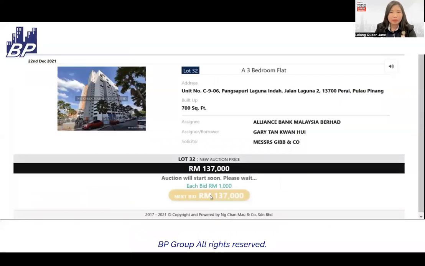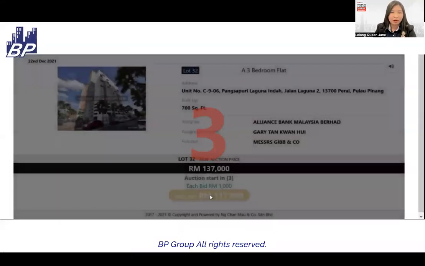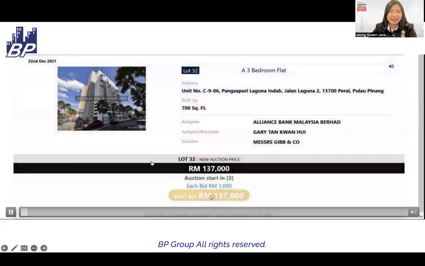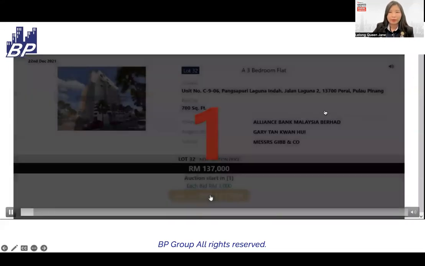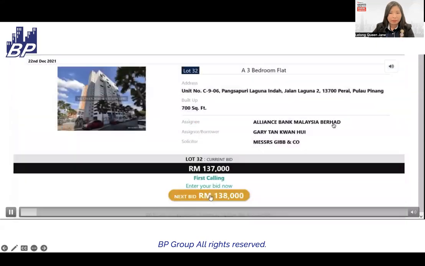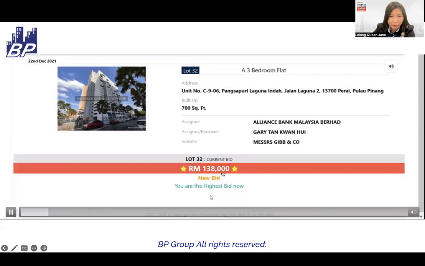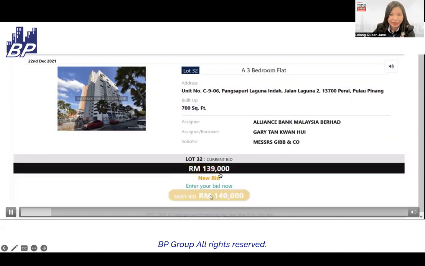Let me show you an example of an auction case that was ongoing during the MCO period. This is conducted by Alliance Bank Berhad, meaning the Alliance Bank Berhad auction company. This is by Ng Chang Mao actually. And the assignee is here, the solicitor is here. So you can see, wow, okay. Just now, have you seen the reserve price?